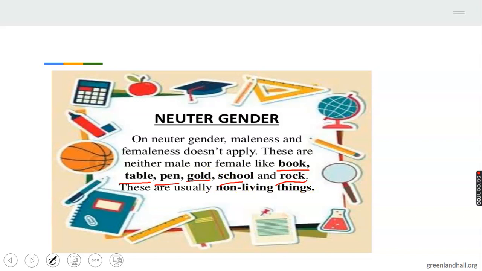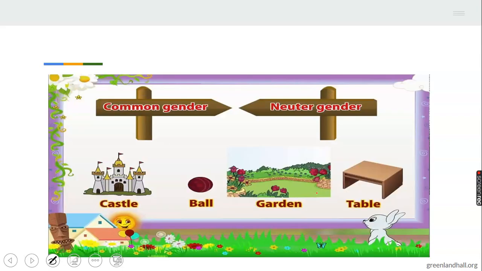Fan, the TV, the window, they are not male, they are not female. Now, these are usually non-living things around you that are not male, they are not female, they are referred to as neuter gender. Now, take a look at this. We have common gender and we have neuter gender. They are alike. We can say that neuter gender are things around us.